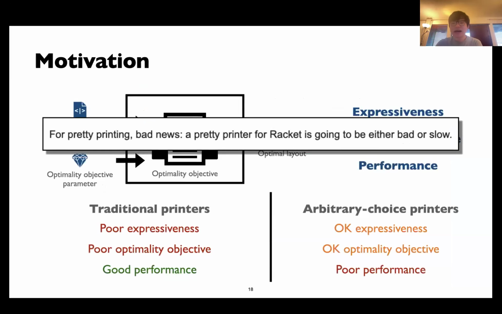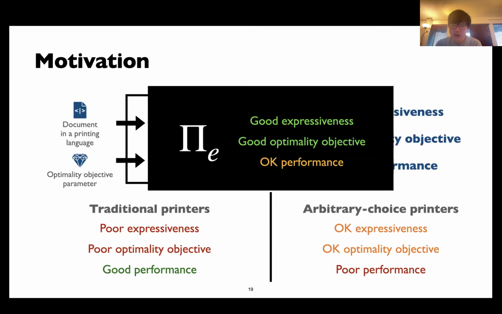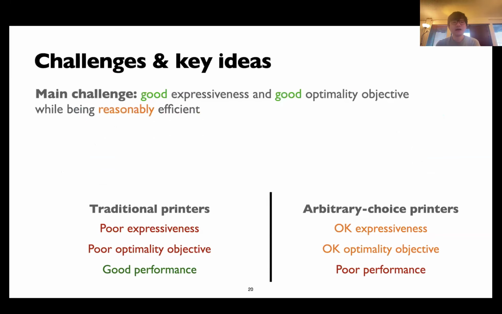So it's clear that these existing pretty printers are not going to suffice for our purpose. And that motivates us to create a new pretty printer that we call PyE. PyE has good expressiveness, a good optimality objective, and okay performance. So let's see how that's done. The main challenge, of course, is that it's going to be difficult because there's tension between expressiveness, optimality objective, and performance. So what we're going to do is take a look at the existing pretty printers and see what we can learn from them.